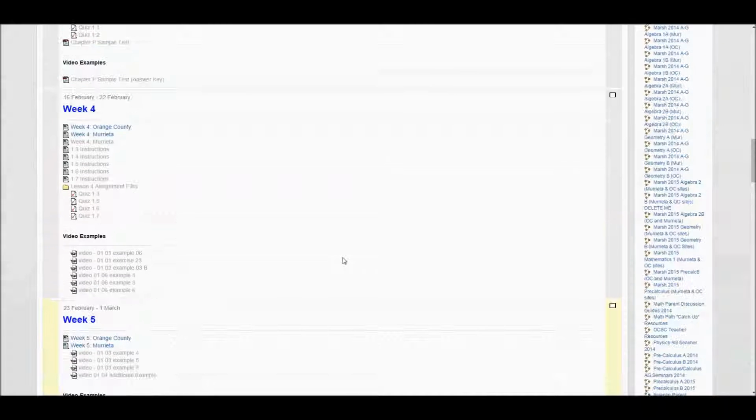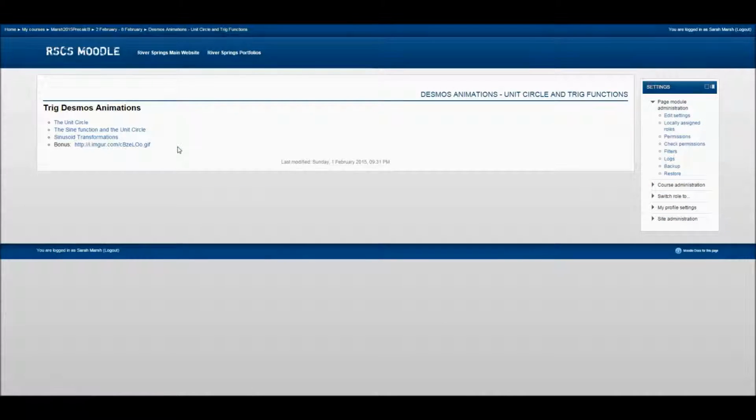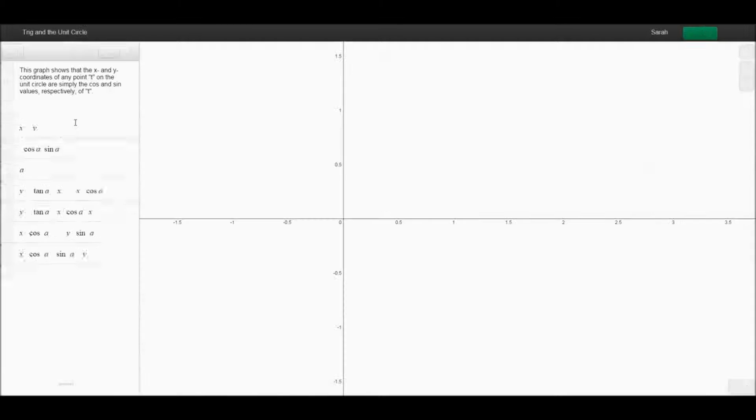So for example, in my pre-calculus class, I created a page of animations for the unit circle and trig functions because we were learning about the graphs of sine and cosine, and we had already gone over the unit circle, and I wanted to help my students connect the graphs to the unit circle itself. And so I had prepared all of these. Some I made, some that I found.